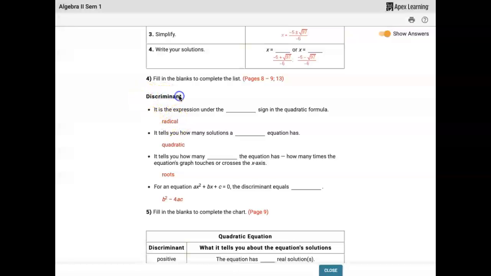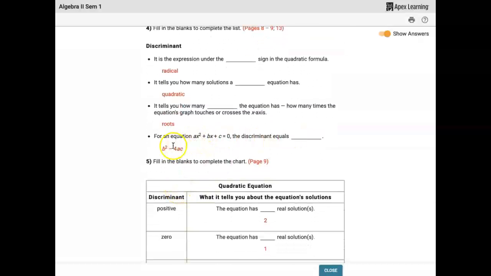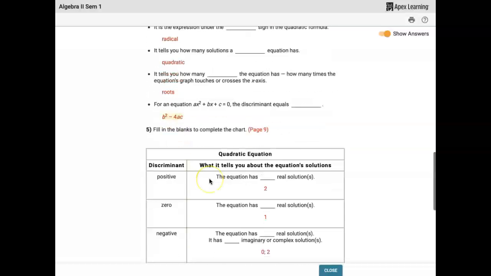Now, looking at this discriminant, right? The thing under the square root, it is the expression that is under the radical sign or the square root sign of the quadratic formula. It tells you how many solutions a quadratic equation will have. It's going to tell you how many roots the equation has, right? So how many times the equation touches or crosses the x-axis, right? How many x-intercepts am I going to have? All right, and the discriminant, again, is always that b squared minus 4ac.